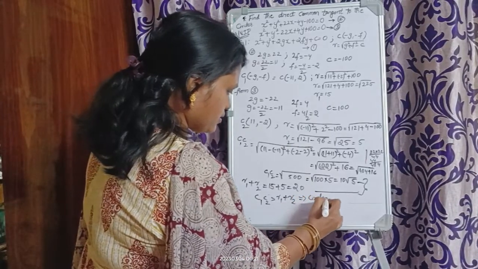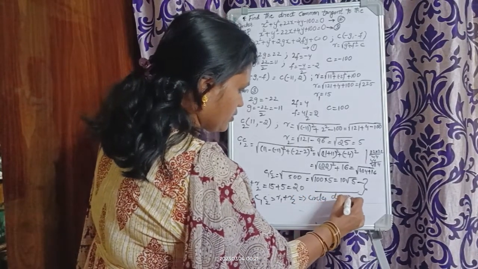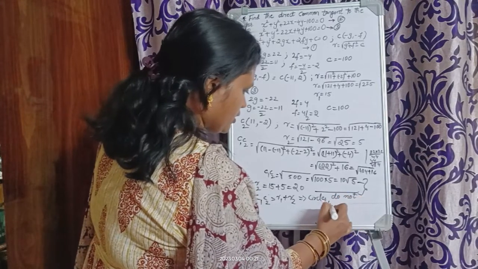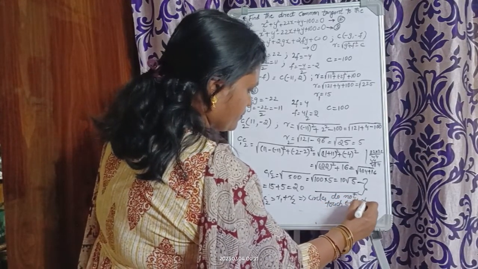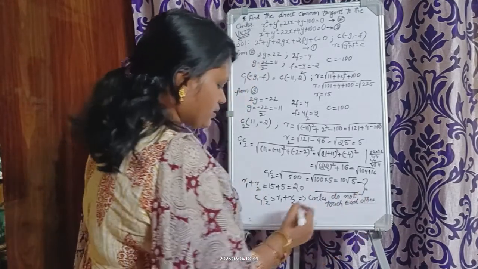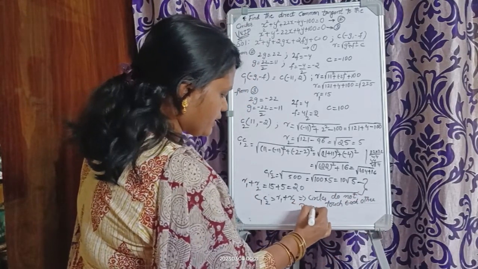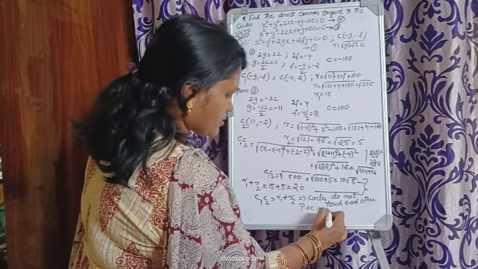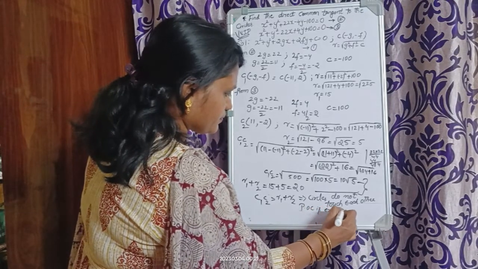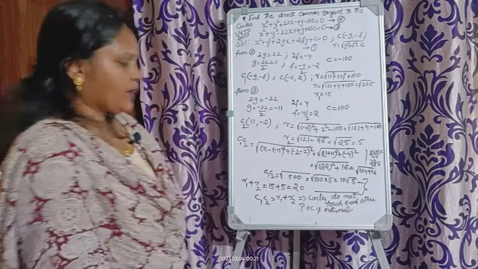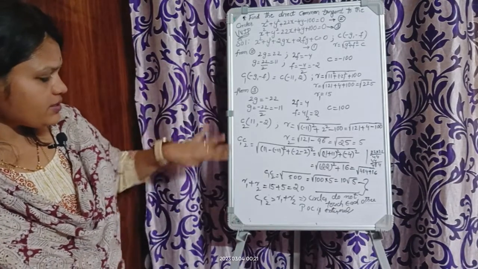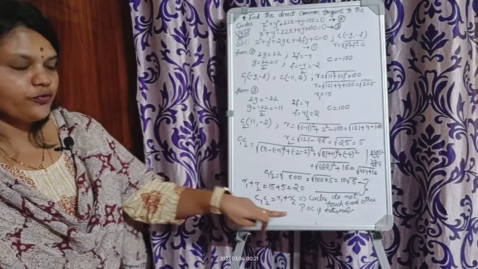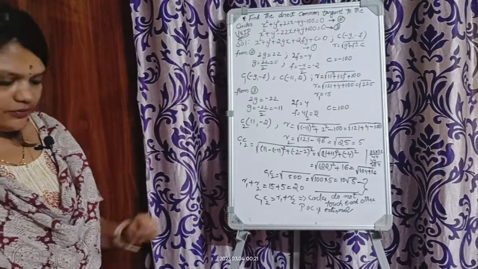circles do not touch each other and the point of contact is external, right? Now with this data we need to find the point of contact of these equations, right?